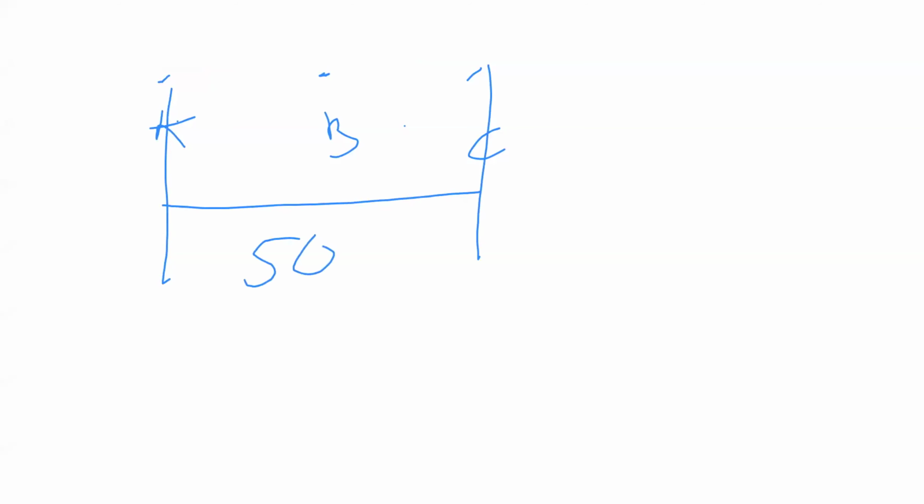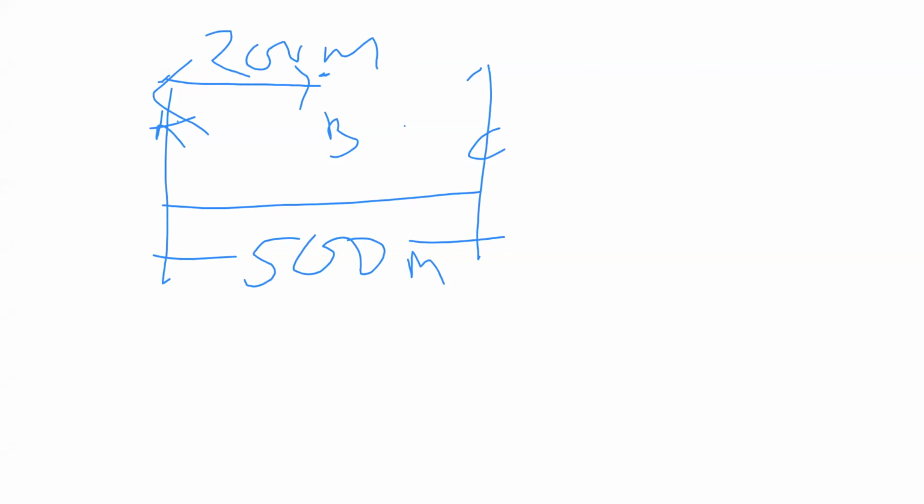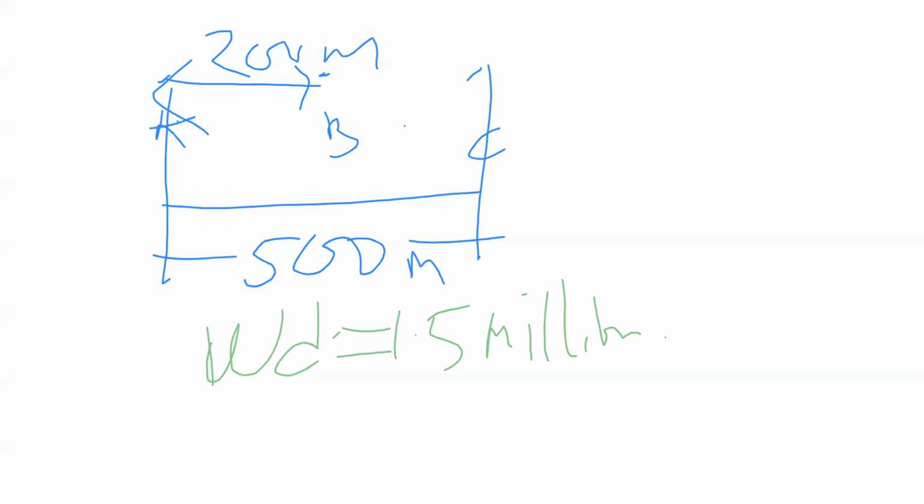Let me start with A. So we have town A, town B, and town C. They are telling us from A to C is 500 meters, and from A to B it is 200 meters. So they want us to find the force given that the work done here is equal to 1.5 million joules. So for us to get the 1.5 million joules, we have to get force times the distance.